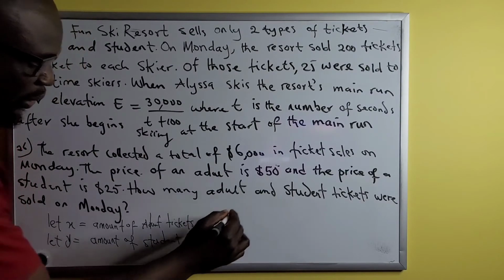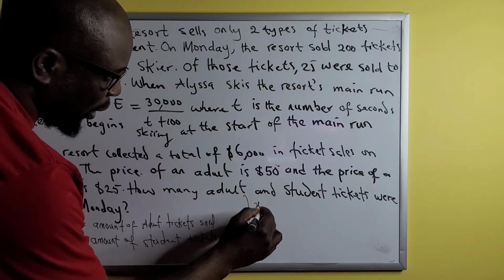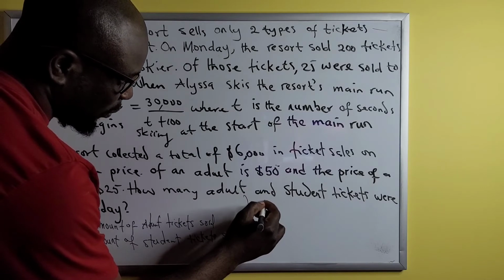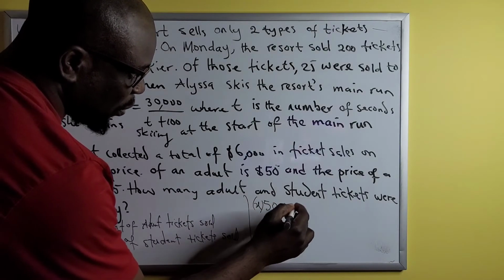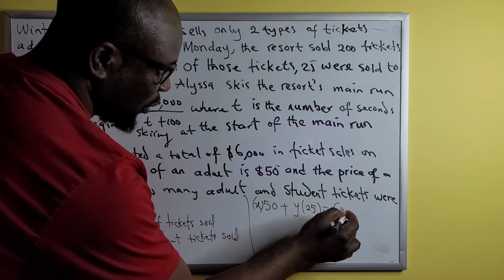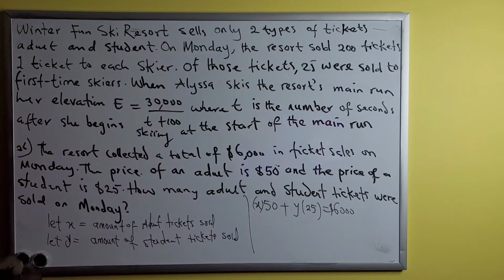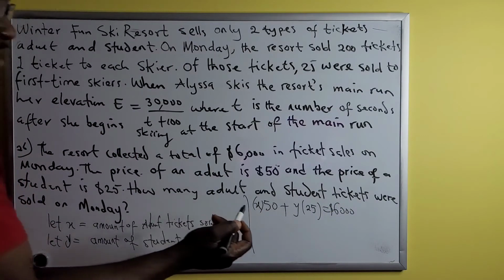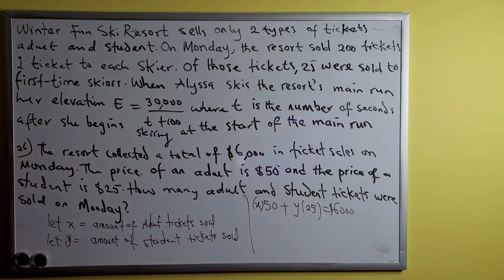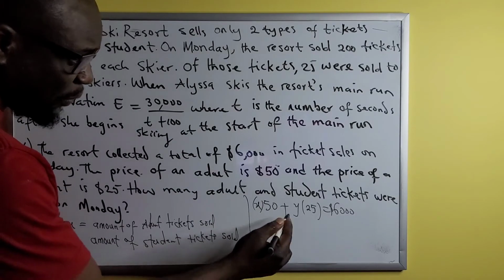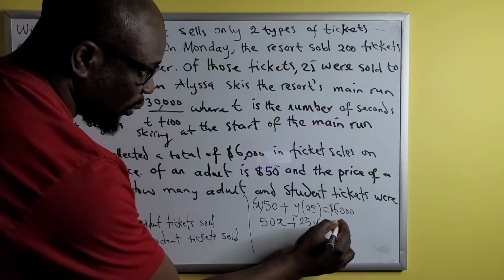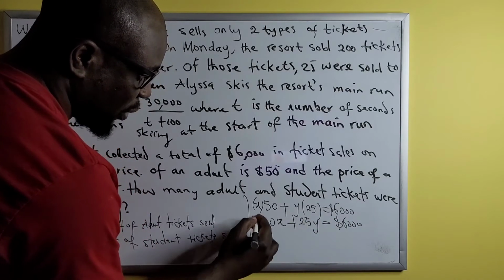So if they sold X tickets, which is $50 per ticket, and they sold Y tickets, which is $25 per ticket, everything is going to be $6,000 for that Monday, right? So if you multiply X by 50 plus Y by 25, you get the total value sold for that Monday, which is 6,000. If you expand this bracket, you have 50X plus 25Y is equal to $6,000. This is in dollars now.